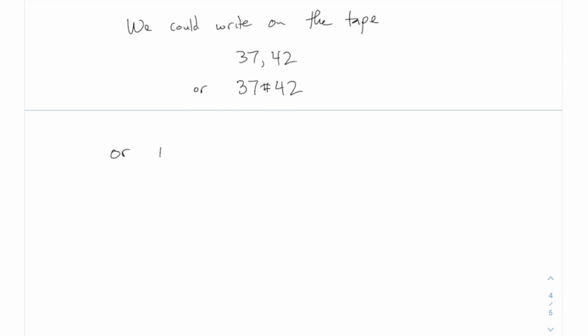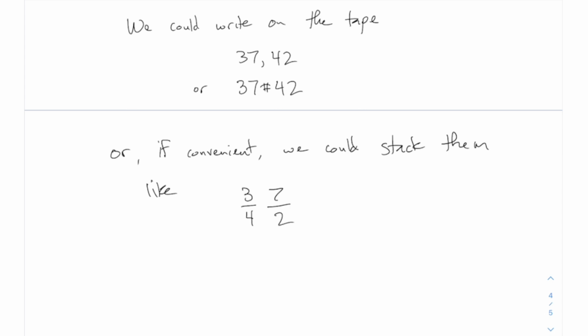Or, if convenient, we could stack them. This is going to look weird, but 3, 4, and then 7, 2. Now, those look kind of like fractions. I don't mean them as fractions. I just mean they are the digits of the inputs stacked on top of one another.